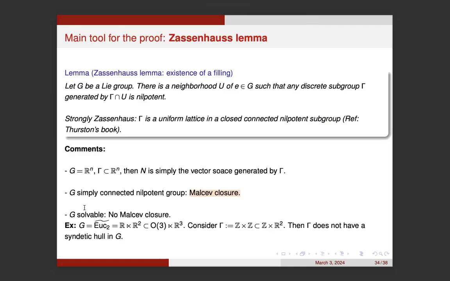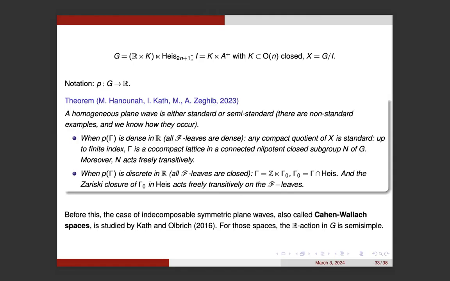But this is not true when J is solvable. When J is solvable, I don't have something similar to this Malcev closure. And in fact, the isometry group of a homogeneous plane wave is a mix of a semi-simple part given by K here and a solvable part given by R semi-direct Heisenberg group of dimension 2n+1.